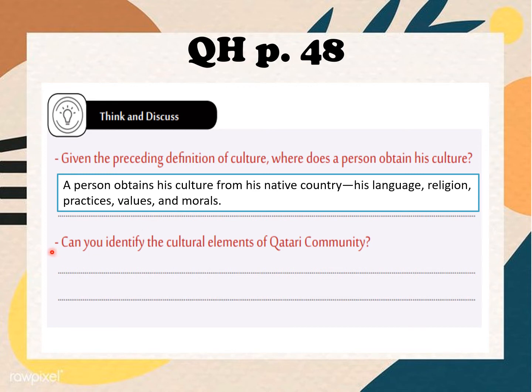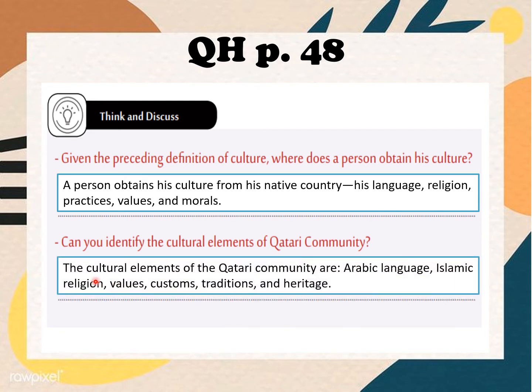Now let's go to our second question. Can you identify the cultural elements or components of Qatari community? And if so, what are these? So the answer to that would be the cultural elements of the Qatari community are Arabic language, Islamic religion, values, customs, traditions, and heritage. So we will be explaining each and every one of these elements, and now you have to pause this video so you can write the answers down in your book on page 48.